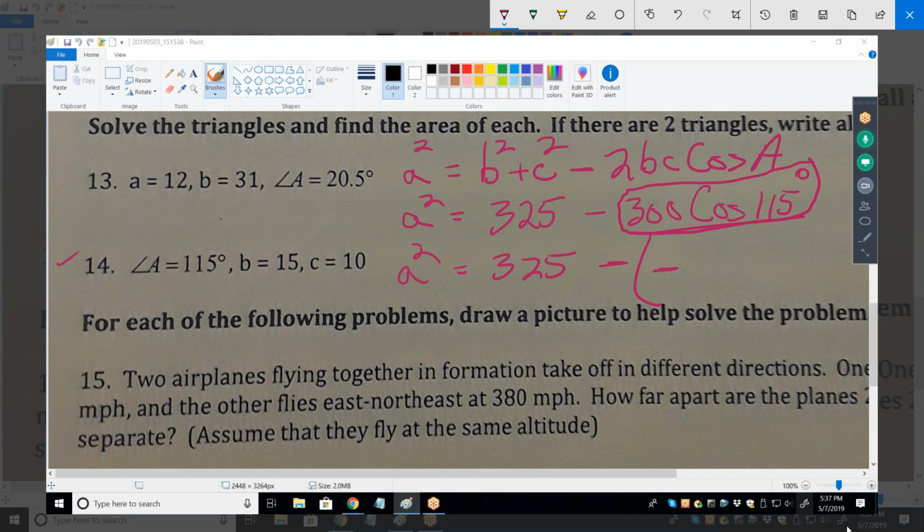So what was the number again? 300 times cosine of 115? Yeah, so negative 126.78. Yeah, 78. Which means now you need to add that to 325. So a squared is equal to what? 451.78. Now take the square root of that and you'll have a.